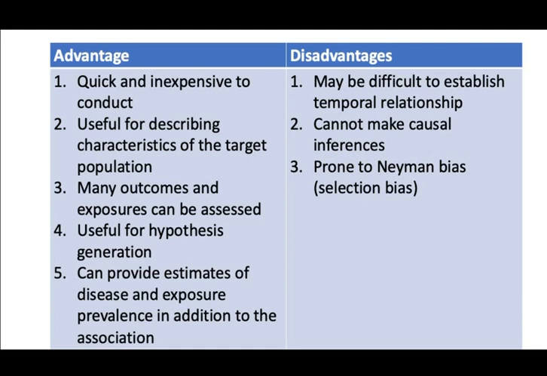The advantages and the disadvantages of cross-sectional design are as follows. It is quick and inexpensive to conduct. It is useful for describing characteristics of the target population. Many outcomes and exposures can be assessed. Useful for hypothesis generation. Can provide estimates of disease and exposure prevalence in addition to the association. Disadvantages include it may be difficult to establish temporal relationship and it is prone to selection bias.